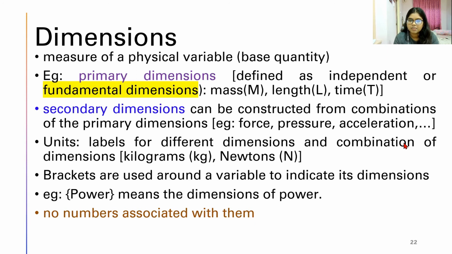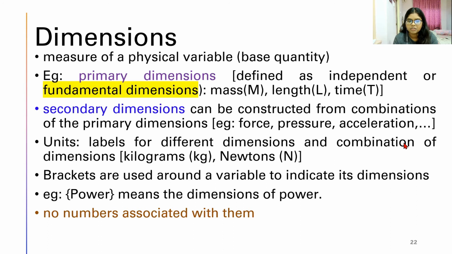Mass is denoted by the capital letter M, length is denoted by the capital letter L, time is denoted by the capital letter T. Secondary dimensions can be constructed from the combination of primary dimensions, for example, force, pressure, acceleration. Units. Units are the labels for different dimensions in combination, for example, kilograms, kg, newtons, N.